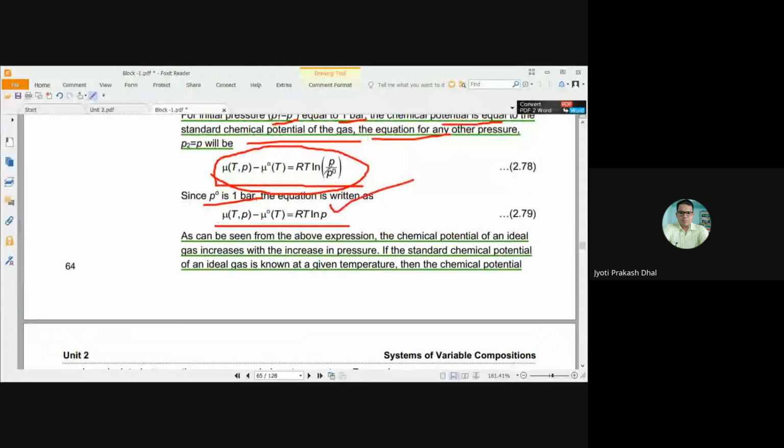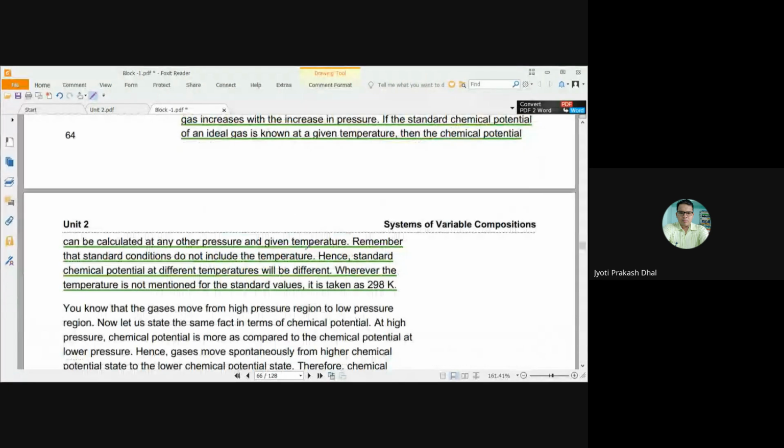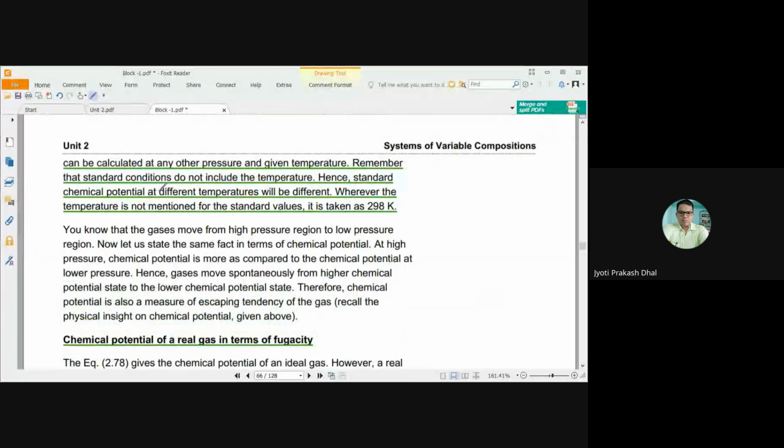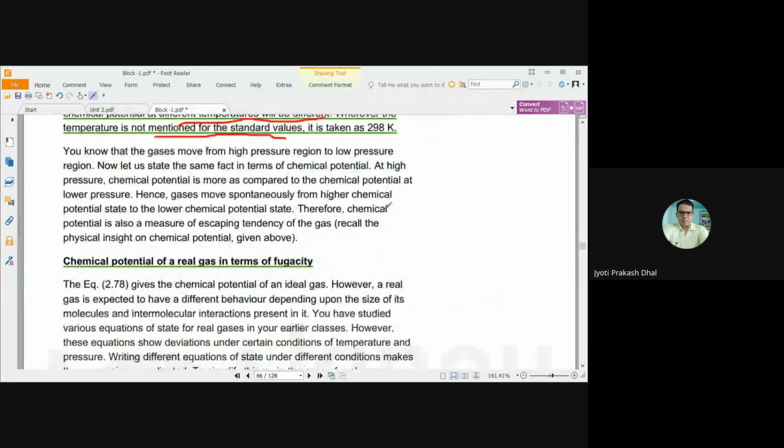You can see from the above expression that the chemical potential of an ideal gas increases with increase in pressure. If the standard chemical potential of an ideal gas is known at a given temperature, then the chemical potential can be calculated at any other pressure and given temperature. Remember that the standard conditions do not include the temperature, hence the standard chemical potential at different temperatures will be different. If the temperature is mentioned in the standard value, that will be taken as 298 Kelvin or 25 degrees Celsius.